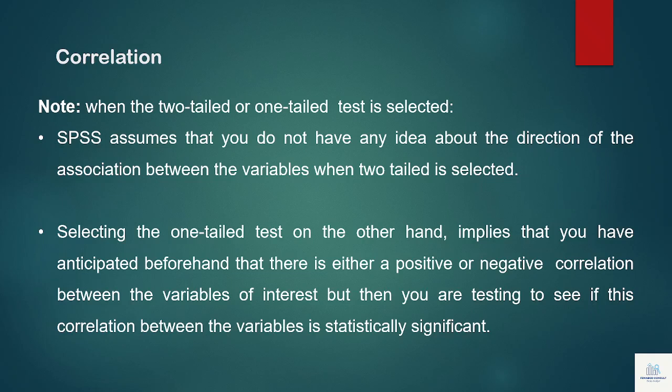Selecting a one-tailed test, on the other hand, implies that you have anticipated beforehand that there is actually either a positive or negative correlation between the variables of interest, but then you want to test to see if this correlation between them is statistically significant. So that is that about correlation.